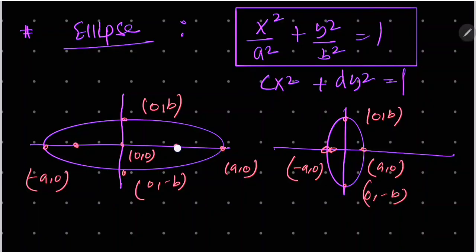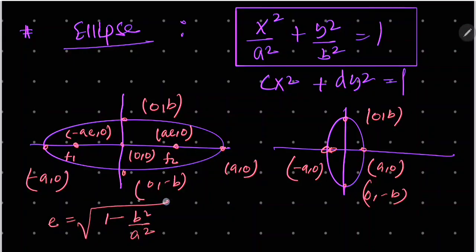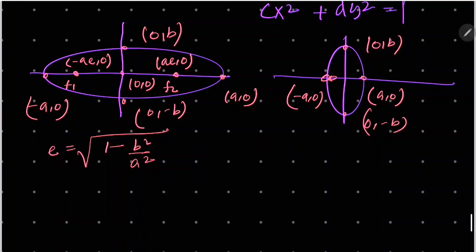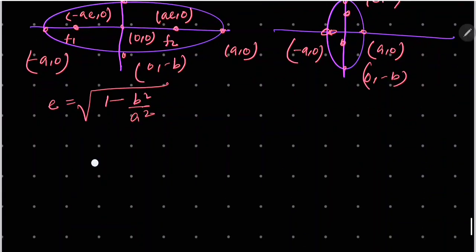Eccentricity has two foci, which you have to understand for Kepler's law. One focus here, one focus here, F1 and F2, located at (ae, 0) and (-ae, 0). And this e is called eccentricity, a constant, with the formula e = square root of 1 minus b square by a square. Similarly, we have two foci here also. With the help of b, you can define this one.